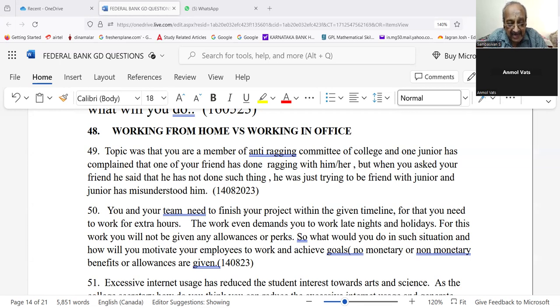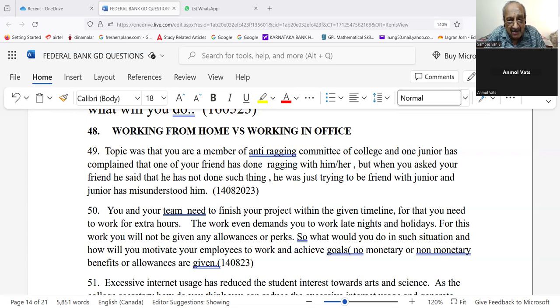Now, for succeeding in this GD, what is required is your confidence in communicating in English. That is what is more important. If you have studied in a CBSE school, then it is okay. Such candidates may find it very easy to clear this GD, because it is not a tough one.